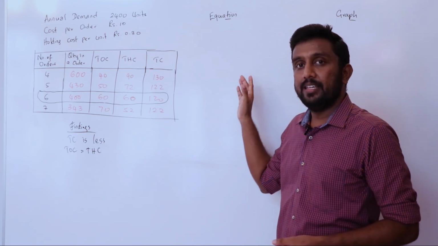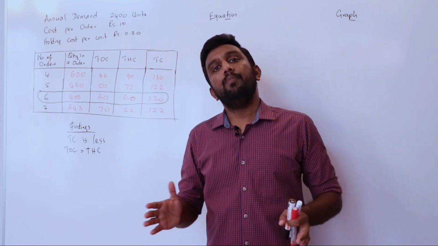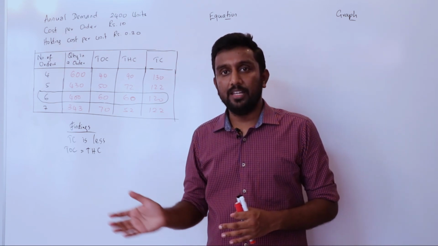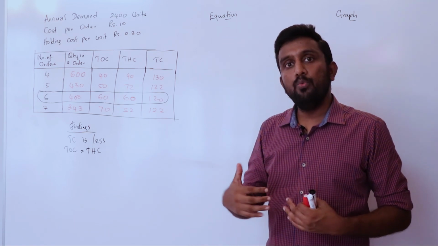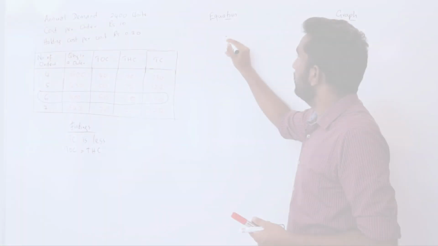The second method is the equation. Generally, we memorize the equation, fill in the equation and find the answer. But I'm just trying to explain how we get the equation here.